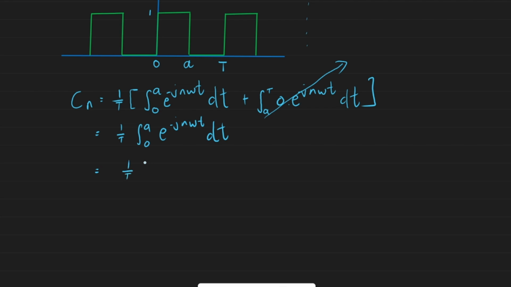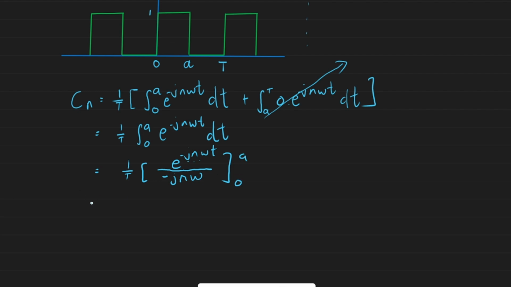We have 1 over t, and we integrate it. The integral of the exponential function is just the exponential function. So we're going to have e to the minus jn omega t as the integral. And of course, we'll have to divide by minus jn omega, because we have to account for this factor, this number being part of the variable. And we're integrating from 0 to a.